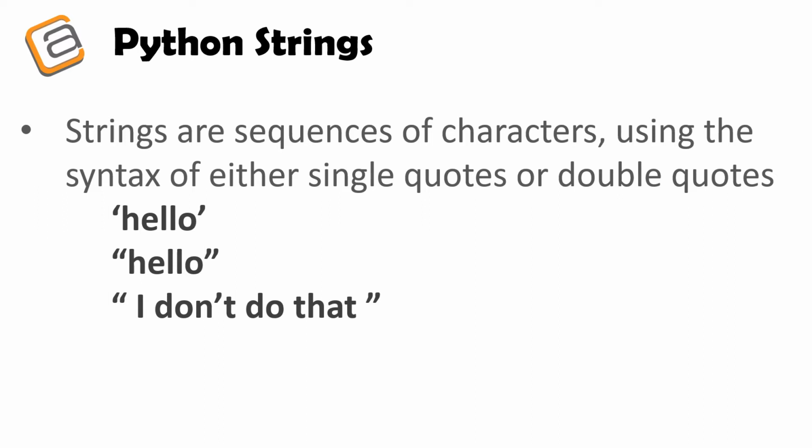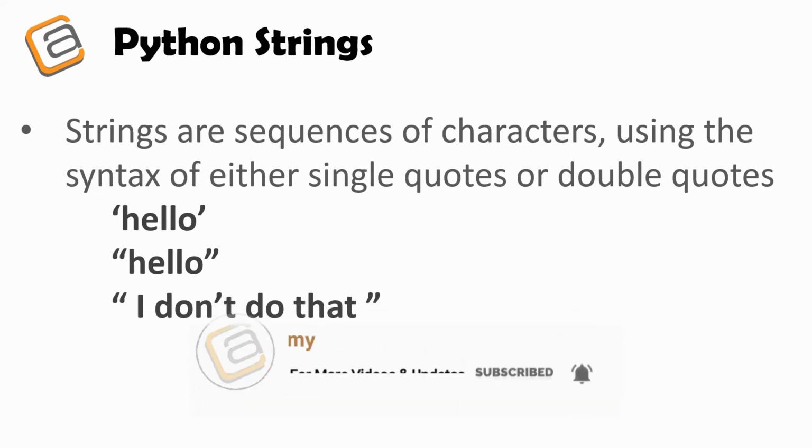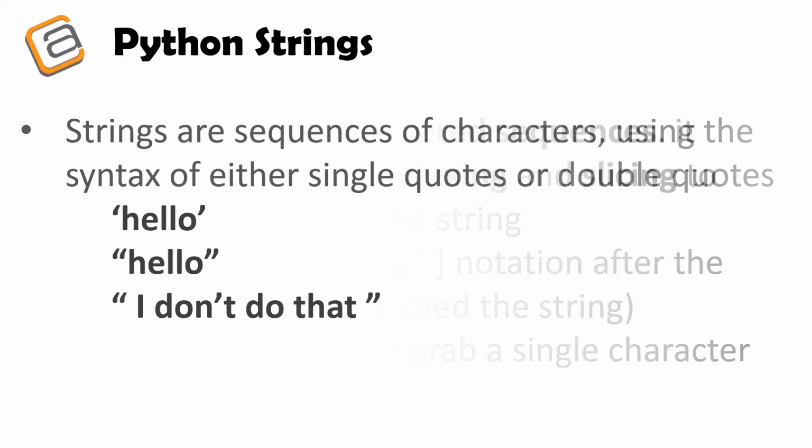And then, what's nice about having both options of single quotes or double quotes? It means that if you have a single quote in your string that you want to keep and not have end your actual string, you can wrap it in the other type of quotes, such as double quotes. Or vice versa. So, here we can see, I don't do that, has a single quote in there, but we don't want that single quote to suddenly end the string. So we can wrap the whole thing in double quotes. And we'll see an example of that later on in the Jupyter notebook.